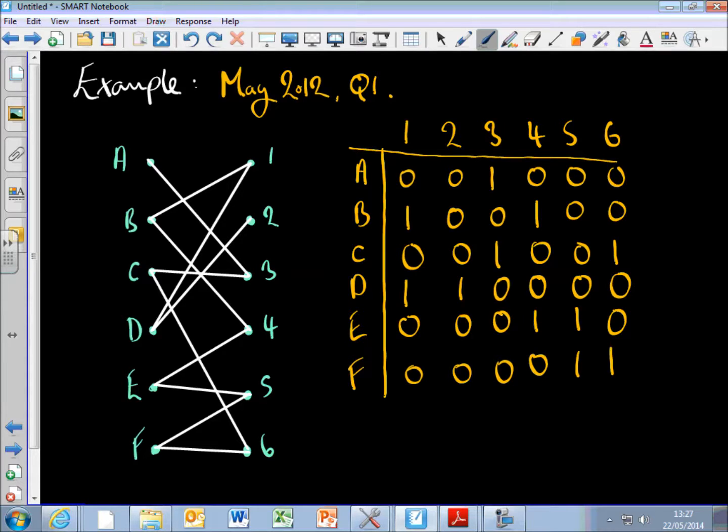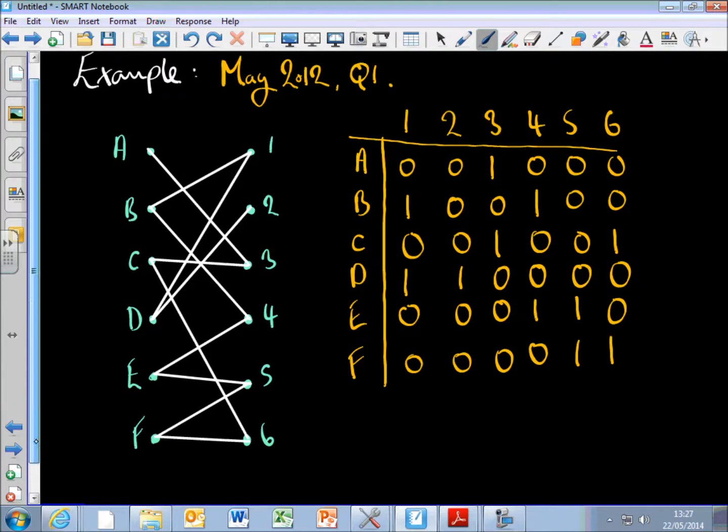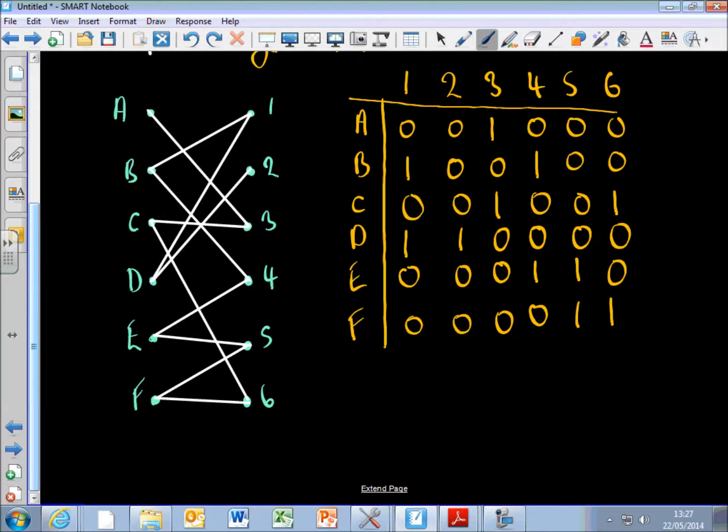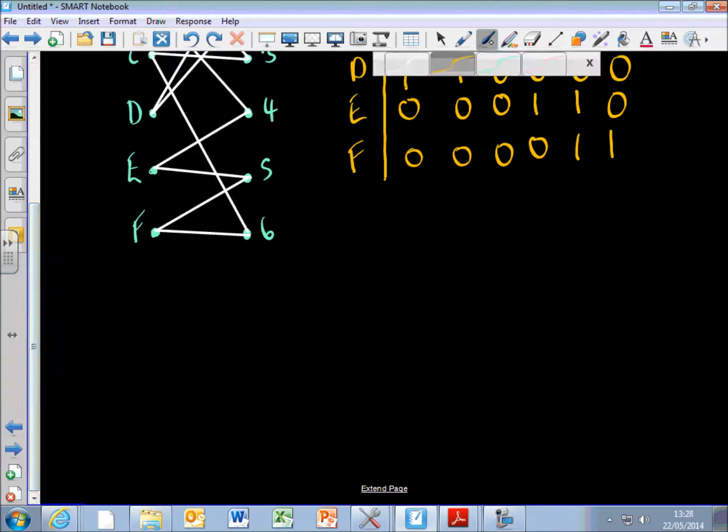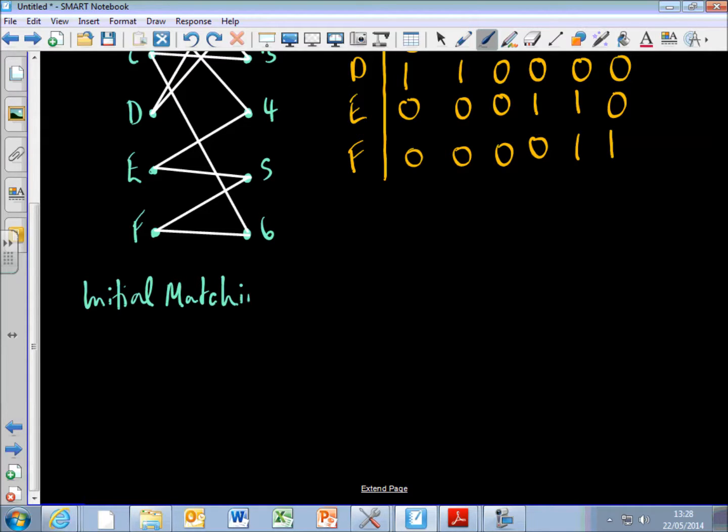Okay. Right, and then it says, this is usually how these questions work. You're given the matching, and then it will give you an initial matching. It will say they've already tried to match something up. So your initial matching, it says there's an initial matching, and B is assigned to task 4, so B goes to 4. C goes to 3. C is assigned to 3. D is assigned to 1, and E to 5, and F to 6. Is that right?